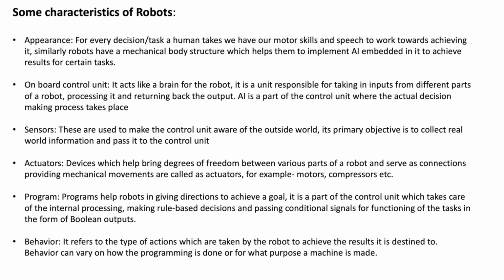Program. Programs help robots in giving directions to achieve a goal. It is a part of the control unit which takes care of the internal processing, making rule-based decisions and passing conditional signals for functioning of tasks in the form of Boolean outputs. Behavior. It refers to the type of actions which are taken by the robot to achieve the results it is destined to. Behavior can vary on how the programming is done or for what purpose a machine is made.